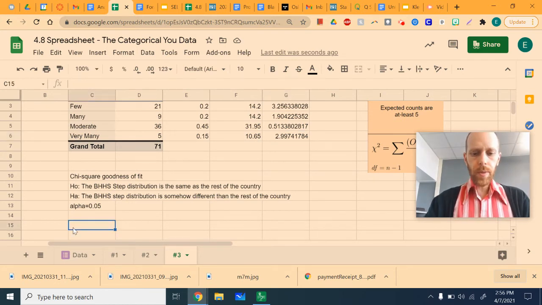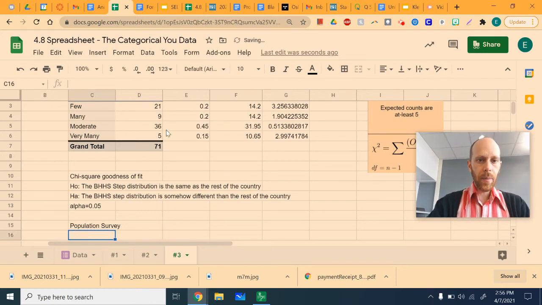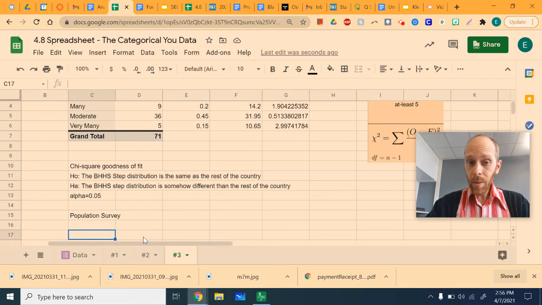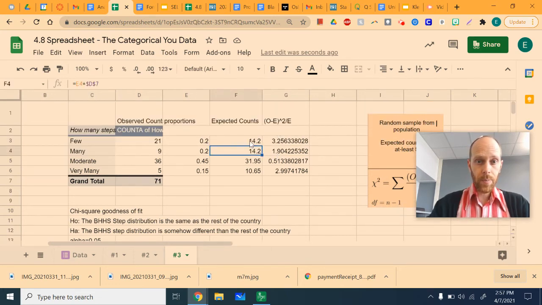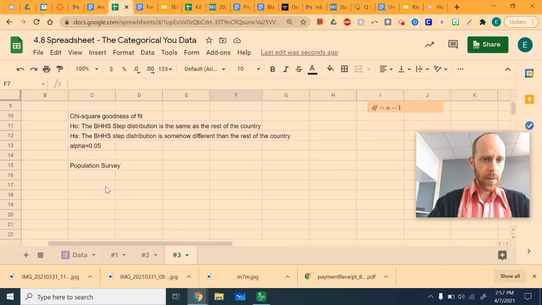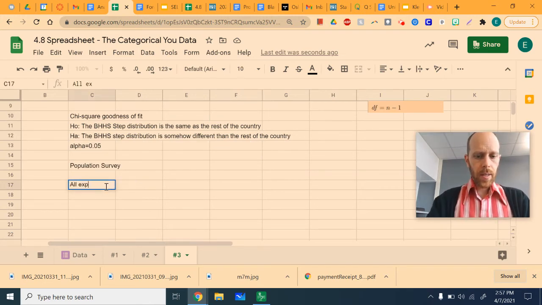So, phase 2 is to identify the type of study. It's a population survey. And all the data that we need to work with is already up here. So we can move to phase 3, where we just need to check the conditions. And the condition is that all of the expected counts are at least 5. If you look at our expected counts, boom, boom, boom, boom. Okay, we're good there. So all expected counts are at least 5.